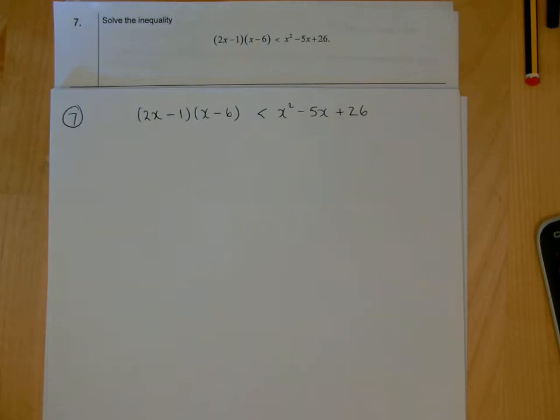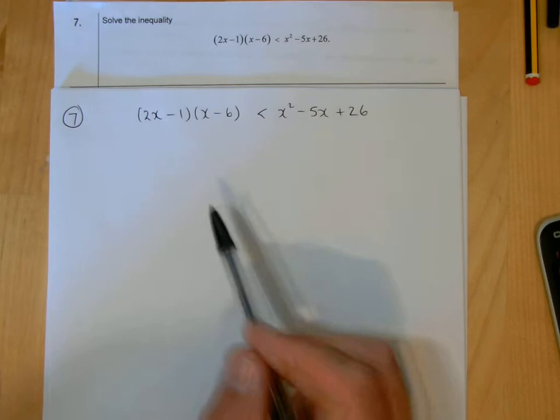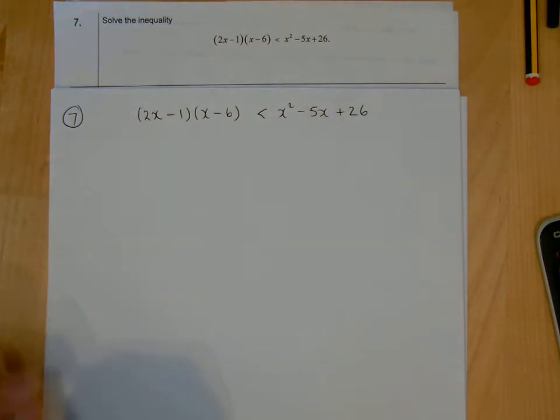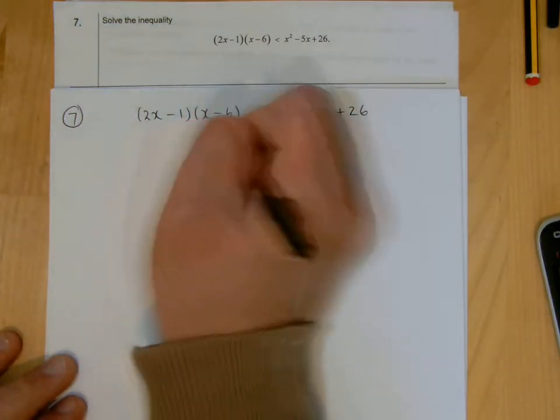We're going to solve this inequality here. Notice we've got a double bracket here and a quadratic over here. The double bracket will also create a quadratic, so I'm going to expand this first of all.